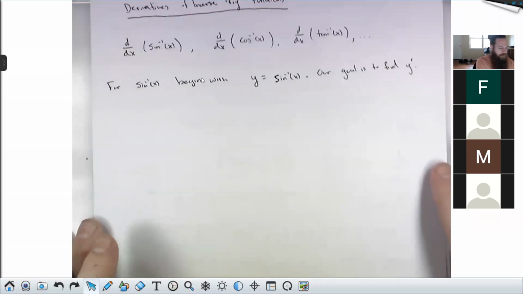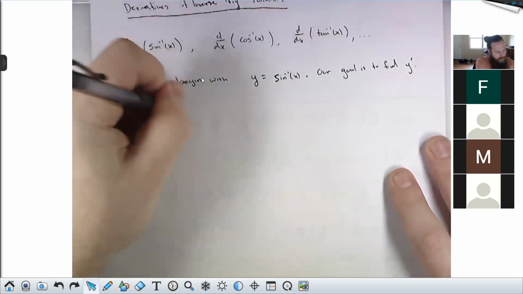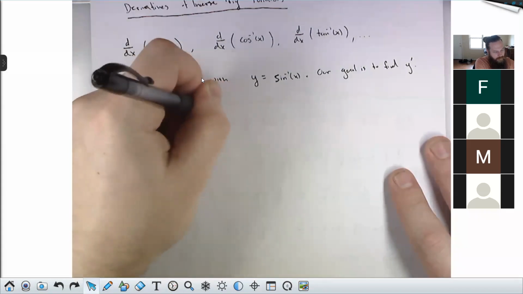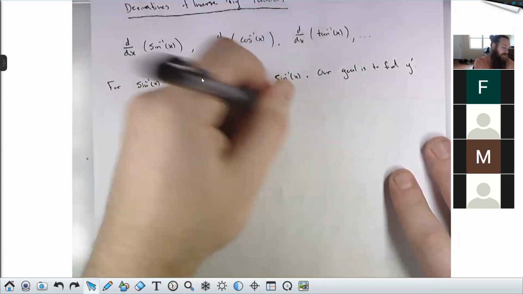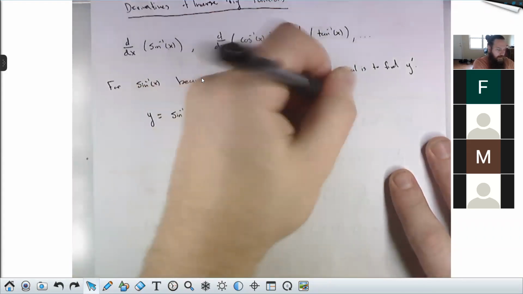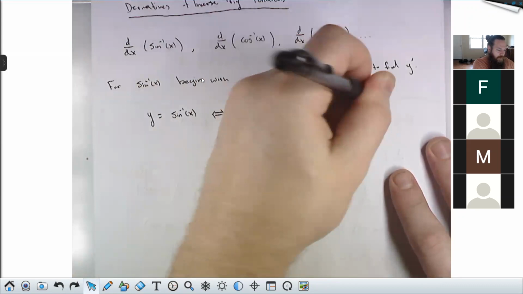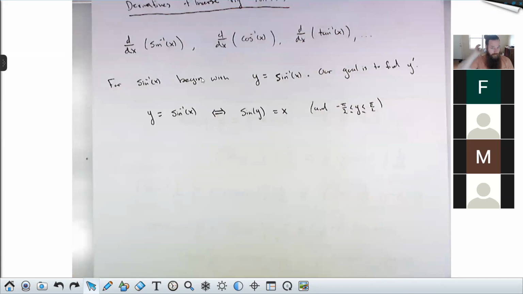Now you have to remember the definition of the inverse sine function. y equals the inverse sine of x is defined to say the sine of y is equal to x, and negative pi over 2 is less than or equal to y is less than or equal to pi over 2. This part isn't super important for what we're about to do, but it is important to remember. This is the definition of the inverse sine function.